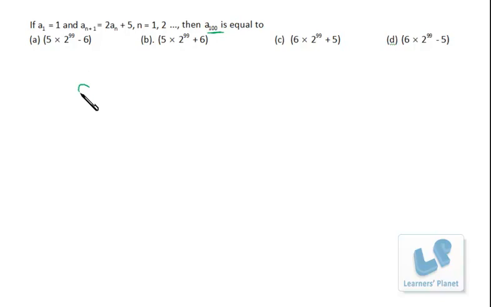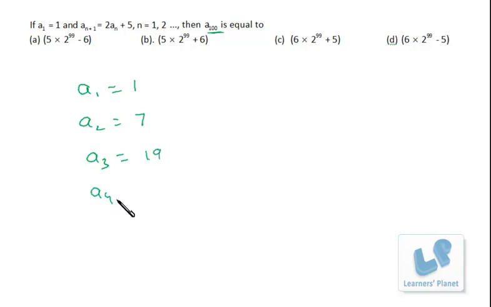Now first of all, a1 is equal to 1. Now a2 will be 2a1 plus 5. Okay, suppose I put n is equal to 1, then it will be a2, so it will be 2a1 plus 5. So a1 is 1, so it's 2 plus 5, 7. Similarly, a3 is 2a2 plus 5. So 2a2, that is 2 into 7, that is 14 plus 5, 19.